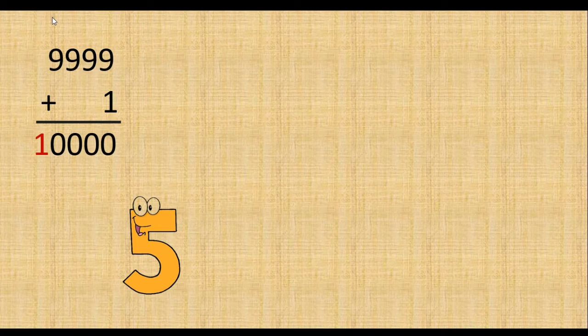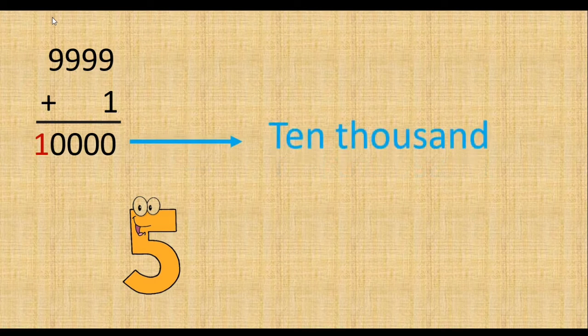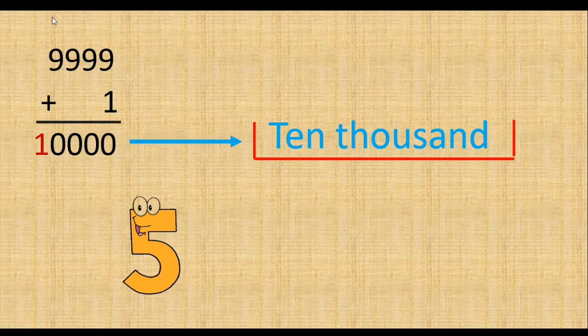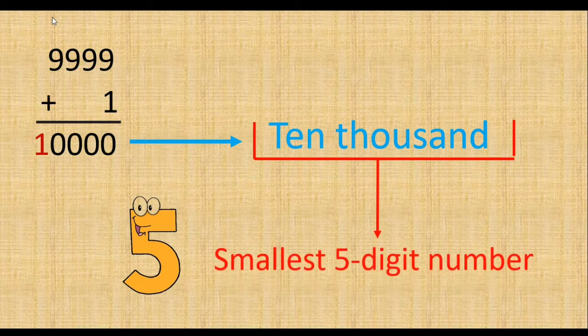Now, we get 10000. That is a 5-digit number, which is the smallest 5-digit number. We read it as 10,000. Here the digit 1 is at the 10,000s place. This happens to be the smallest 5-digit number.